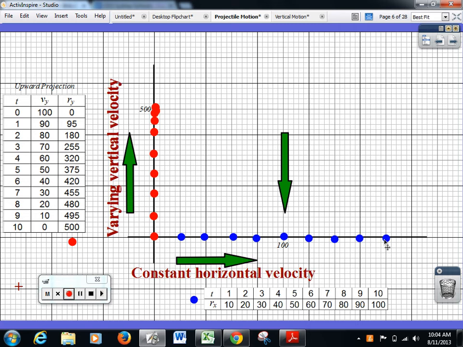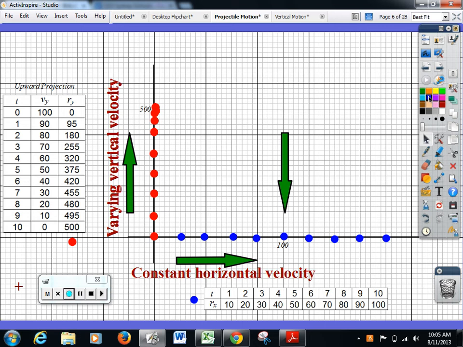Right. But this is not two different balls. It's not a red ball being thrown up and a blue ball being thrown sideways. This is the same ball. So where is it at each time? We have to combine the motions, and I'll do it in that pink colour.